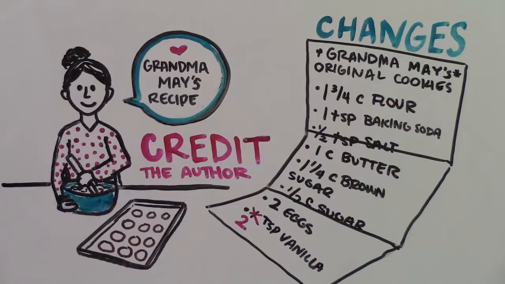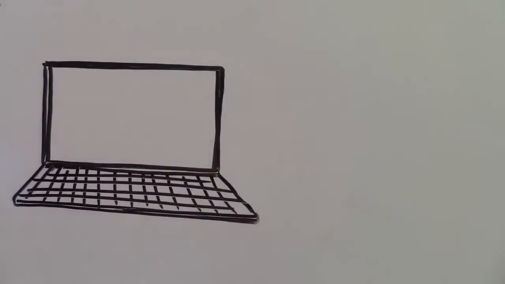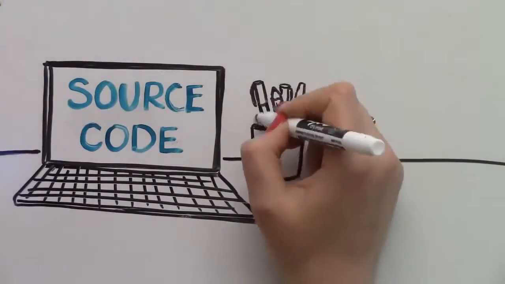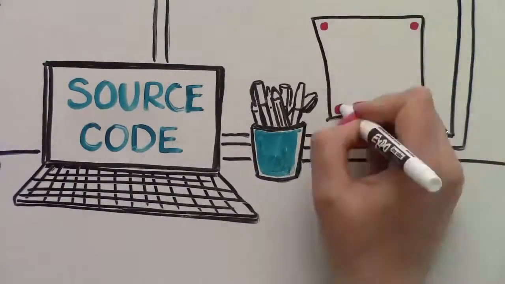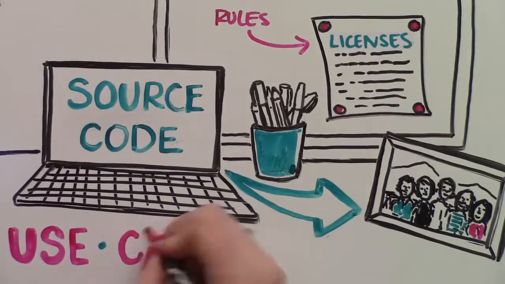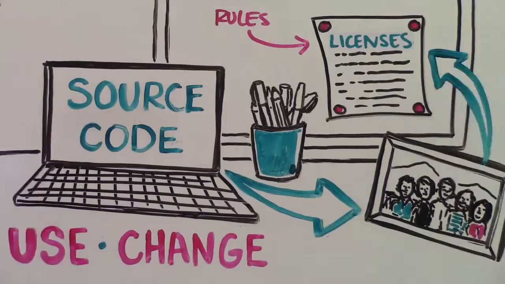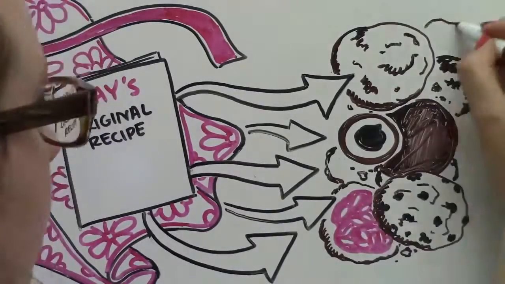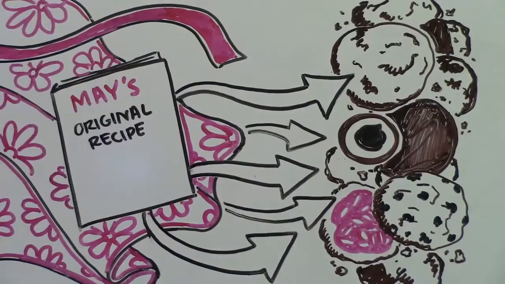of the recipe. The same thing happens when someone writes and publishes an original version of open source software. They put rules, called licenses, in place so that others can use and change the code they've written as long as they follow the author's license. Grandma May's recipe provides her family with a place to start that they can customize to their own liking.